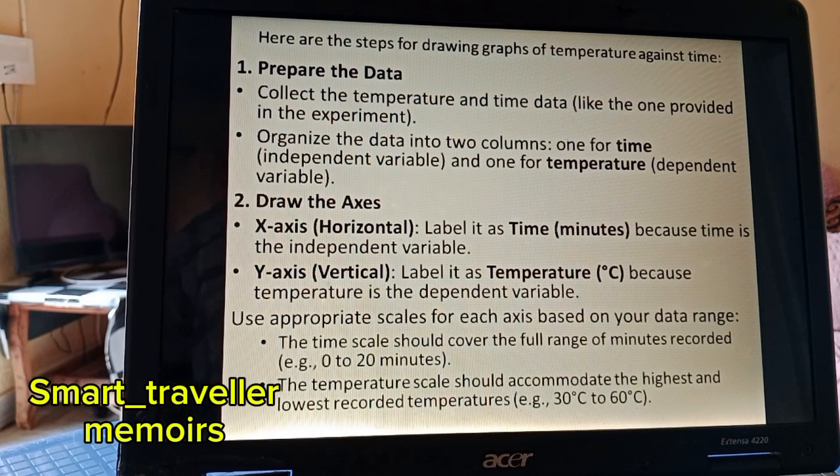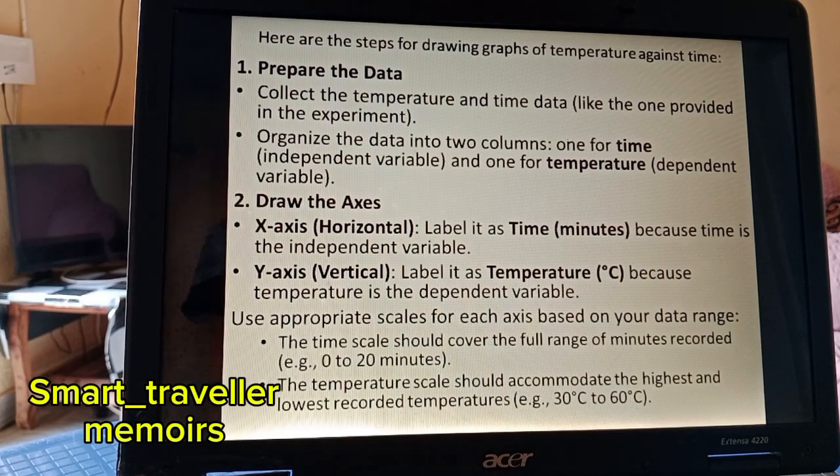Draw the axis. X-axis is horizontal. Label it as time in minutes because time is the independent variable. Y-axis, or vertical, label it as temperature in degrees centigrade because temperature is the dependent variable. Use appropriate scales for each axis based on your data range.